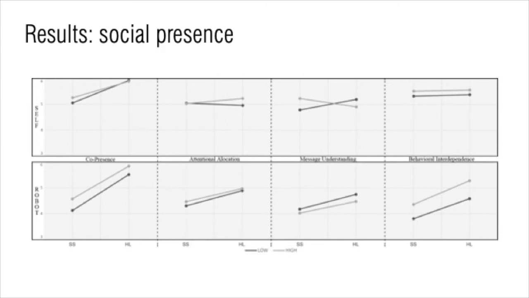In the same direction, however, we found an interaction effect in the message understanding dimension. That is, in low-severity environments, users have an easier time understanding the human-like robot, whereas in high-severity environments, users have an easier time understanding smart speaker messages.